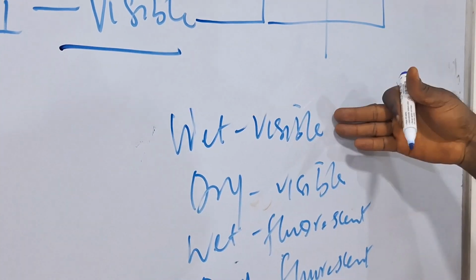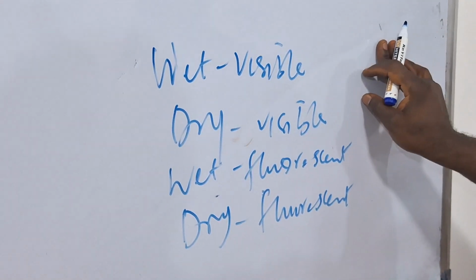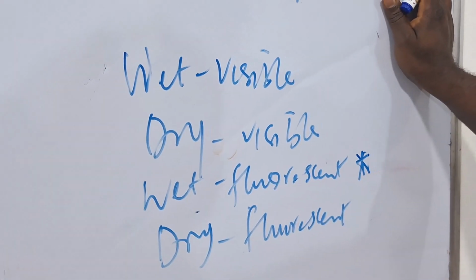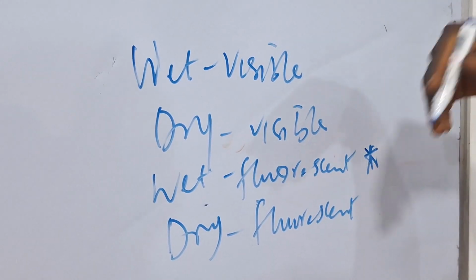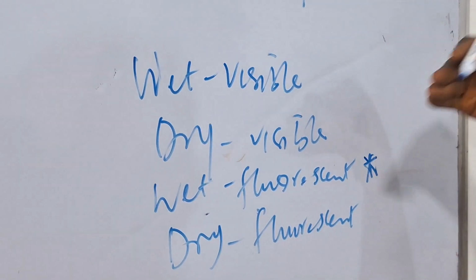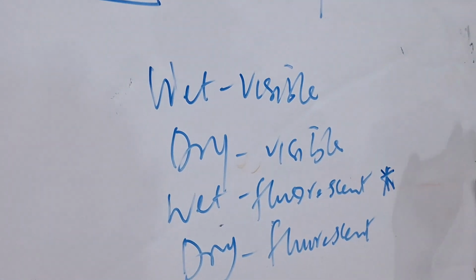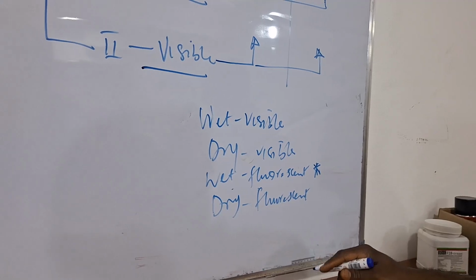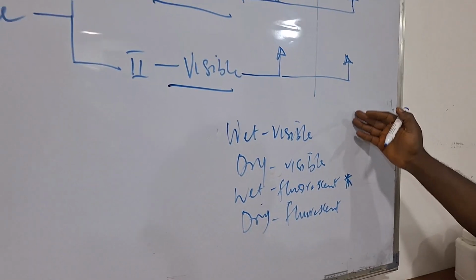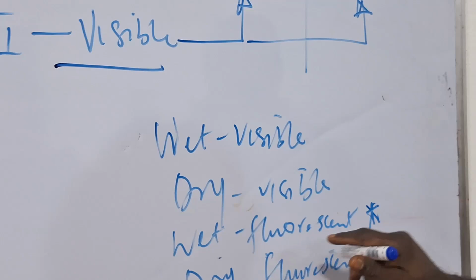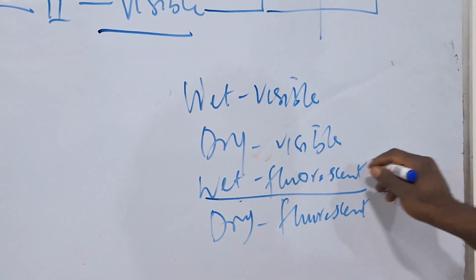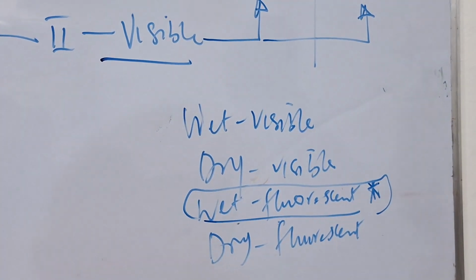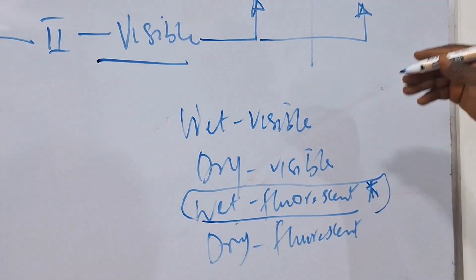People often ask which is the most effective, which is the most sensitive. Normally, it depends on application. Some applications are suitable for wet visible, some are suitable for dry visible, and so on. But all things being equal, all conditions considered, the wet fluorescent is said to be the most sensitive. If you consider other factors, some other technique may be more sensitive.